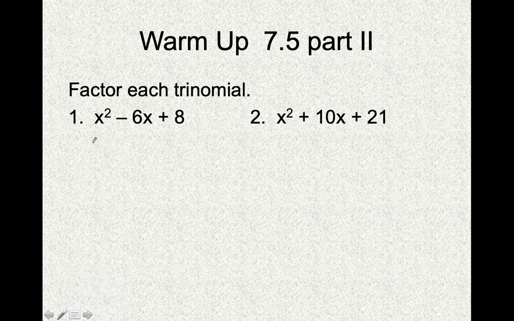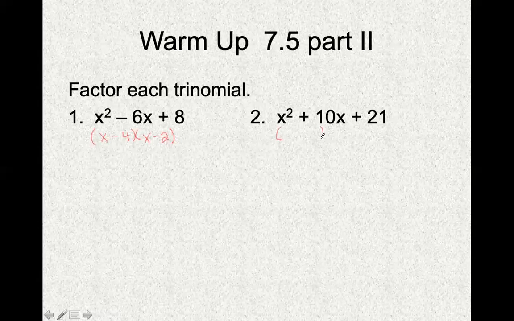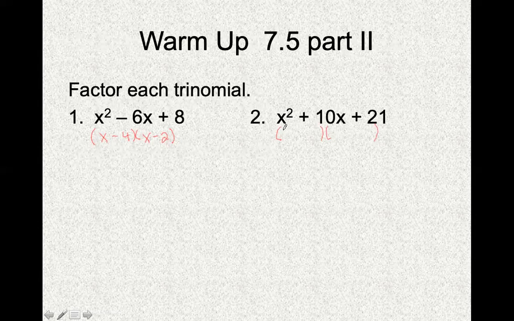Hopefully in number 1, you came up with x minus 4 times x minus 2, right? Because -2 times -4 is a positive 8, and -2 plus -4 is -6. All right, second one, hopefully you got x plus 7 times x plus 3, because 7 times 3 is 21, and 7 plus 3 is 10.